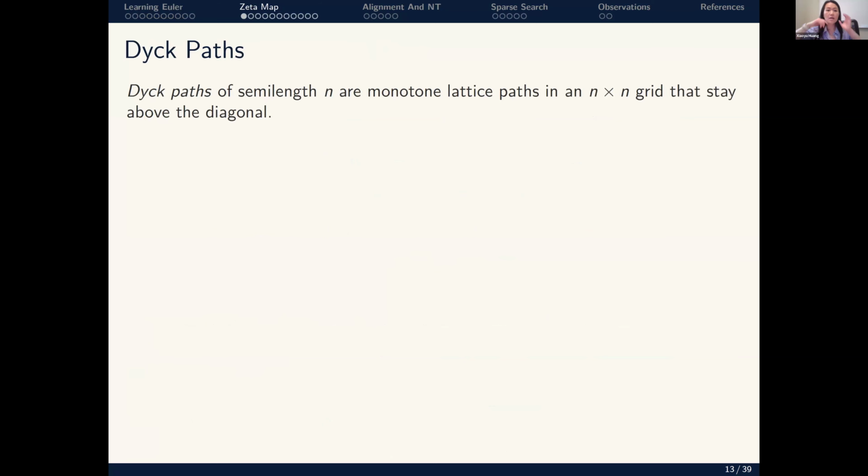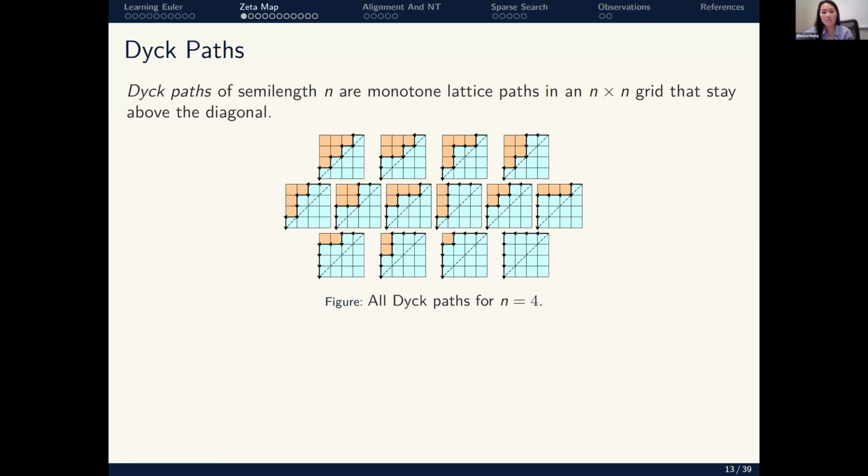But unfortunately, for this example we have to go to combinatorics, and I have to introduce a new object. The new object of study is the Dyck path. A Dyck path of semi-length n is a monotone lattice path on an n by n grid that stays above the diagonal. But perhaps a picture is better than 1,000 words.